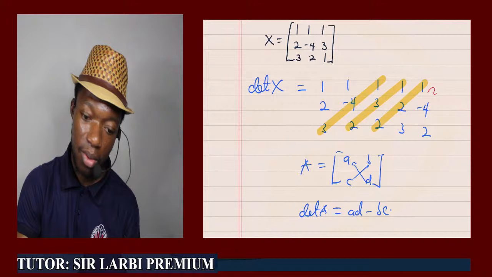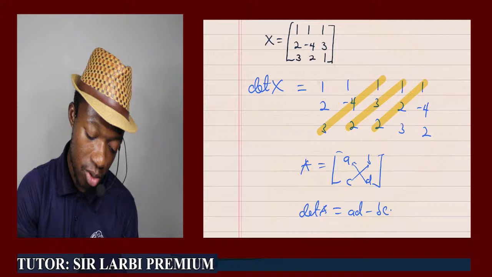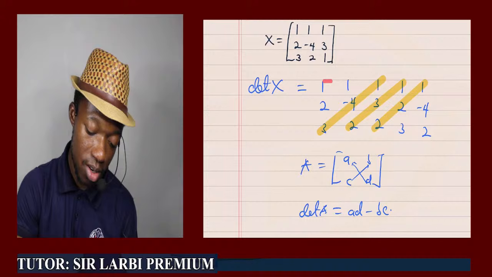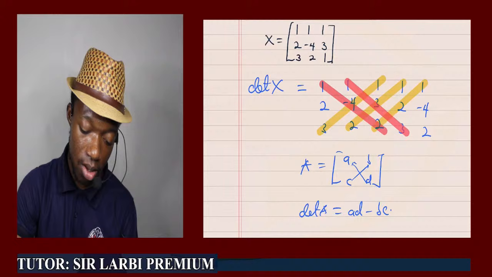So once we are done with that, you also have our downward diagonals coming up. So also start from here. Sorry about that. Downward diagonal, we have it here, and this one, and then these two here. So this is going to be our downward diagonal.